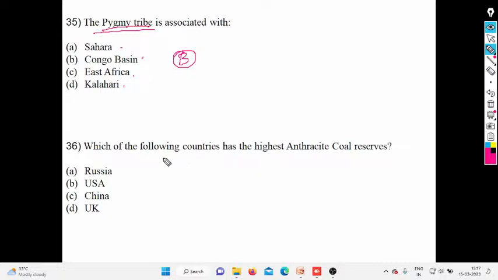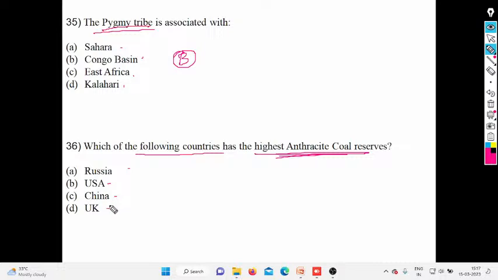Then, which of the following countries has the highest anthracite coal reserves? Russia, US, China and UK.